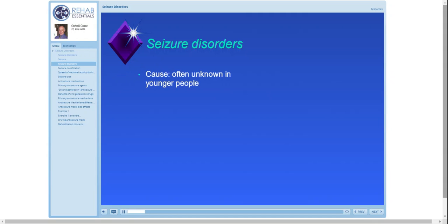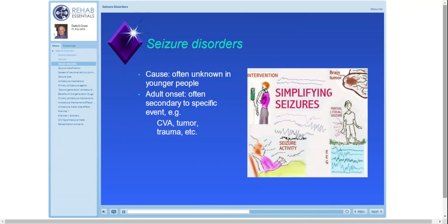Regarding seizure disorders, the cause is often unknown in younger people. Granted, a child might have cerebral palsy or some other cerebral insult, but it's not like we have a very distinct episode that caused the seizure to begin. In older adults, there may in fact be a specific event or episode, like a stroke, a cerebral vascular accident, a tumor, head trauma, or closed head injury, and so forth, or metabolic imbalances. But as I said, for the majority of seizures there is no one distinct episode that initiated the seizure.